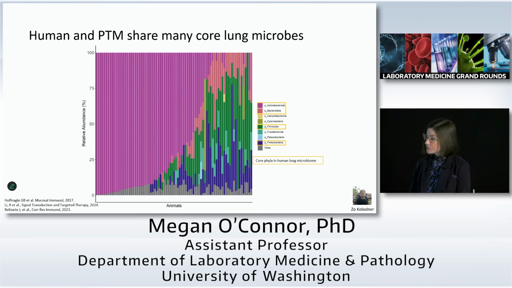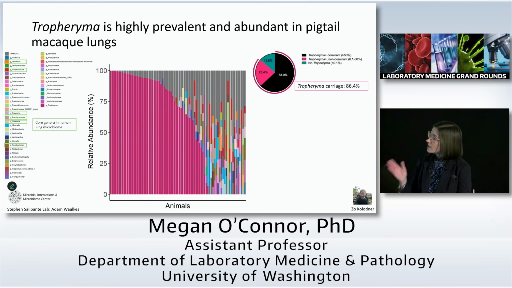And then if we go to the genus level, again, on the left, I'm highlighting the 6 core genera that are found in the human lung, and these are also found within the pigtail macaque lung. But now when we look at the genus, what we can really quickly notice is that there is a singular genus that is really quite prevalent and dominant within our animals.